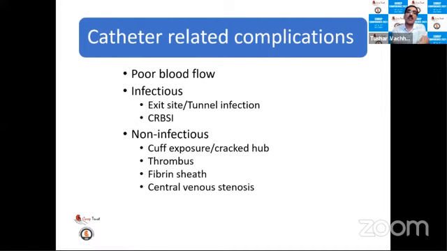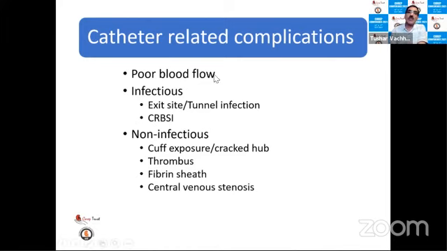And if the patient is not receiving good blood flows through the catheter, then obviously the dialysis treatment is going to be inadequate. And if the patient continuously receives inadequate treatment, then they can get sicker, to the point where they may then need to get admitted to the hospital.